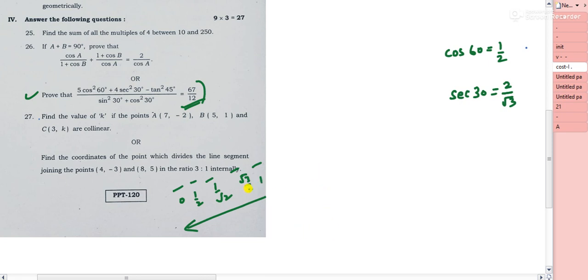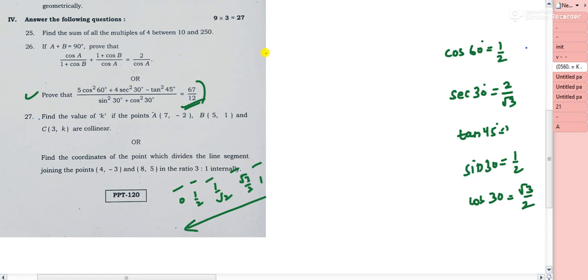Now if you look at this one, tan 45. What is tan 45 degree? It is 1, right? So they all are in degree. Sine 30. What about sine 30? It is 1 by 2. And cos 30 is also how much? It is root 3 by 2. Isn't it? Yeah, root 3 by 2.